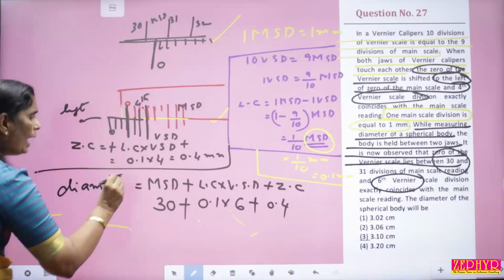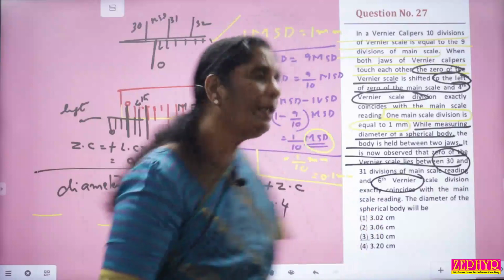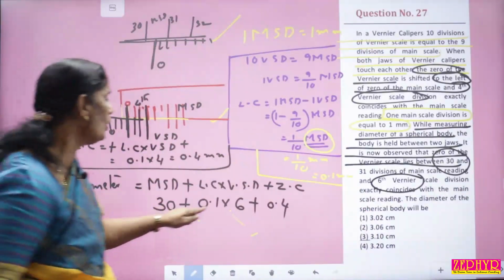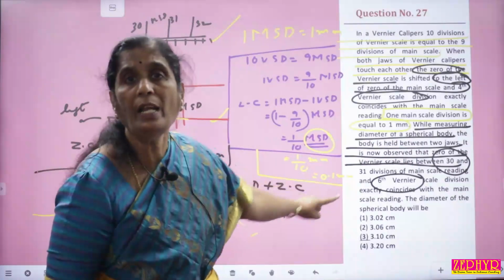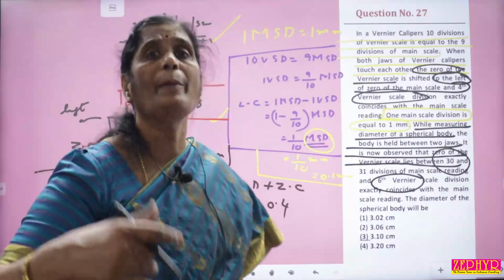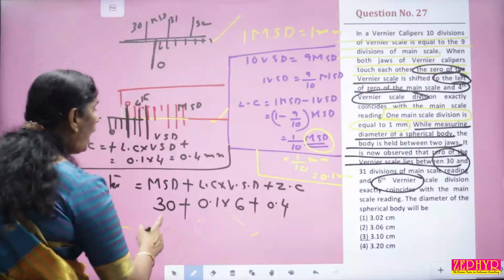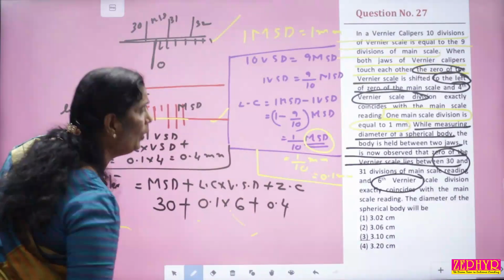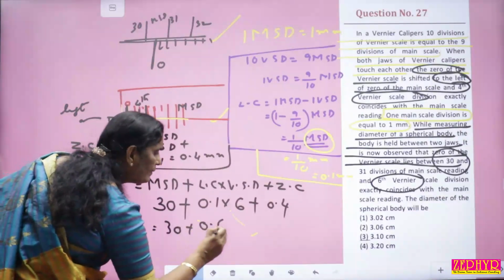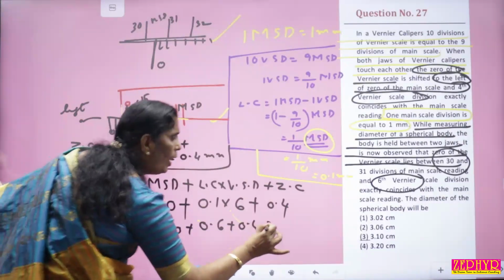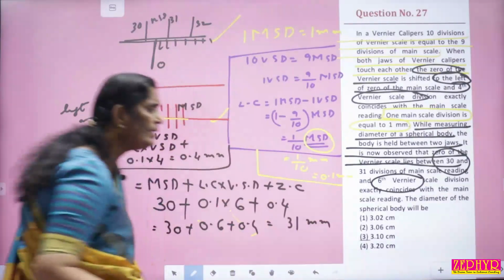So we have to take the main scale. It is between 30 and 31. 30 is completed, so I took 30. Coincident is 6, 6 into least count. The least count we have found. Zero correction is positive because the zero of the linear scale is on the left side. Okay, now come on, start. All are in millimeters. Be careful. So that will be 30 plus 0.6 plus 0.4. How much are you getting? 31 millimeters, because everything is in millimeters.